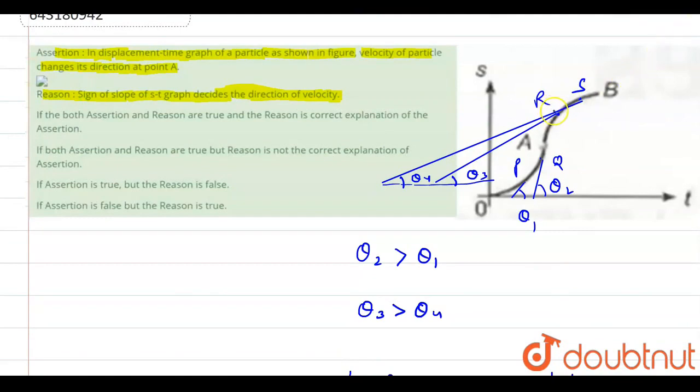It is traveling from O to A to B. So throughout the journey, the velocity is not going to be negative. Since the velocity is not negative, the velocity's direction is not changing. So with that, we can say the assertion is wrong.